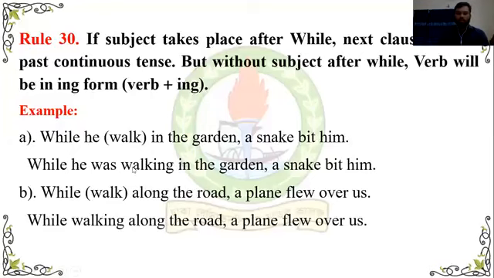Do you get me, boys? When you will find subject after while, you have to use past continuous tense, and when you will find only verb after while, then you have to use verb plus ing. Is that clear to you?